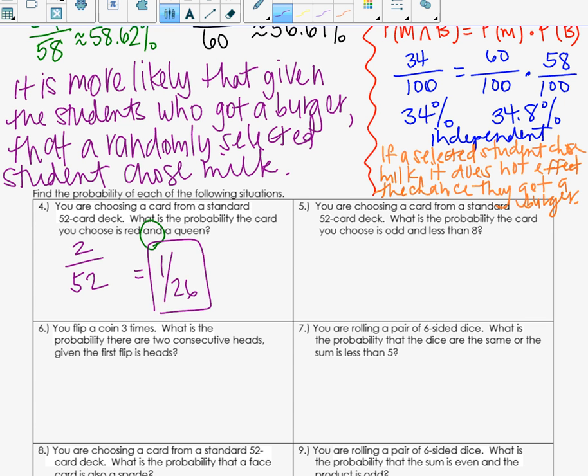Okay. You are choosing a card from a standard 52 card deck. What is the probability the card you choose is odd and less than 8?